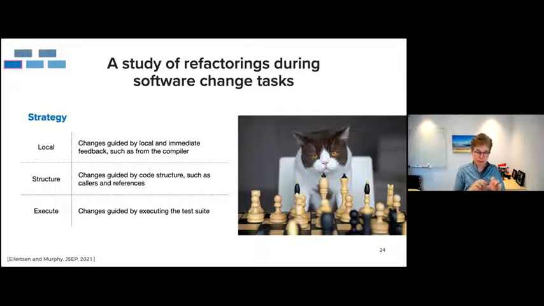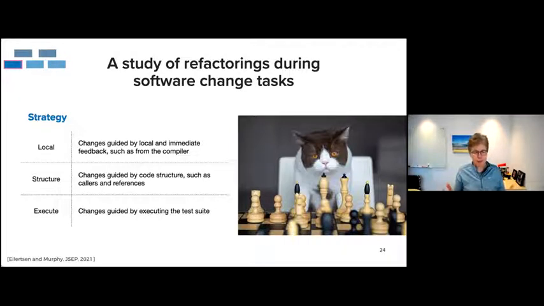Some people did a very local strategy, which tended to be guided by compiler feedback. Let me change the code in this precise place. What are the impacts? Let me now go and fix the impacts. Let me go change it. And so in a very local way, they considered the change tasks they were doing. Other people were very structure oriented. They would do much more structural navigation and do a bit of planning about what they wanted to change. And then they would go in and they would actually start to do the actual code changes.